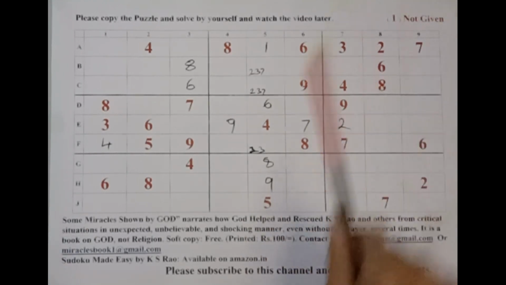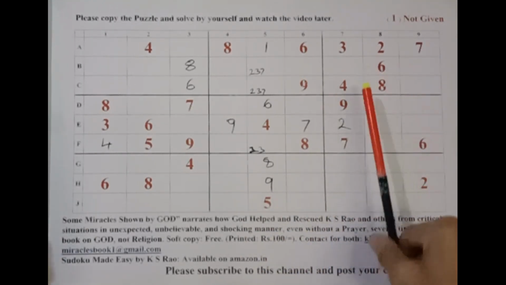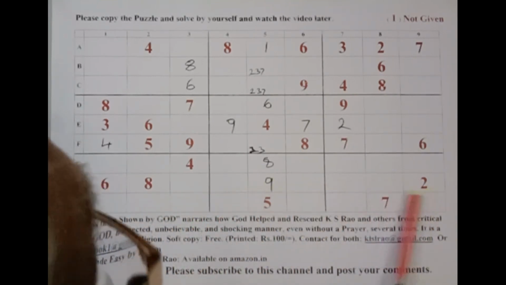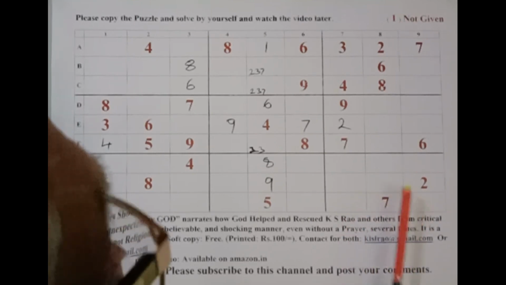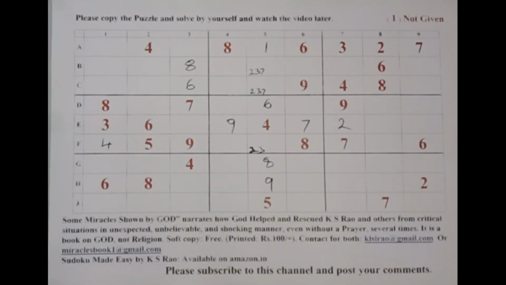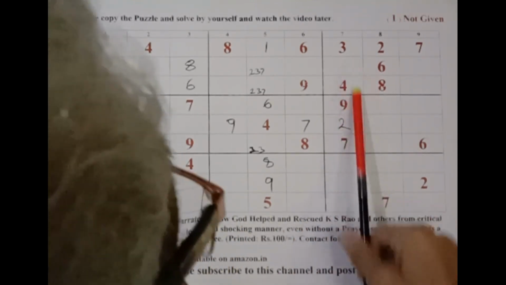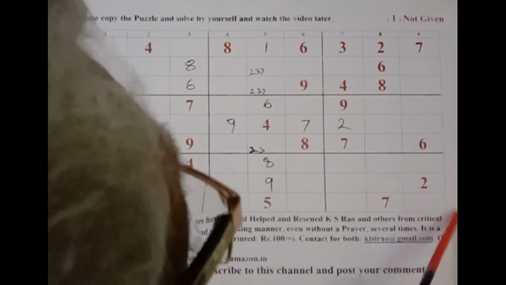Okay. 7 is done 3 times already. 8. We find a chance for 8? No. 8 here, 8 here, 8 here. These 2 places are for 8. And then number 9. 9 here, 9 here. Many places for 9.